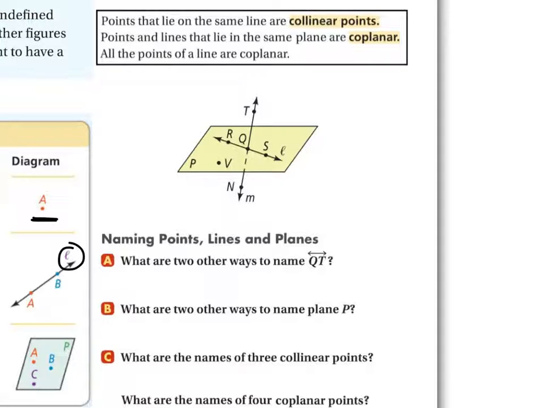All right, so we already talked about collinear. That means they're on the same line. So then what do you suppose coplanar means? Same plane. That's exactly it. They're on the same plane.